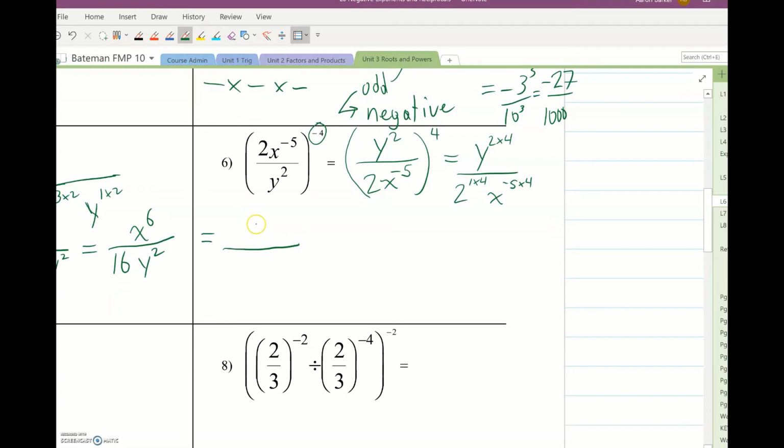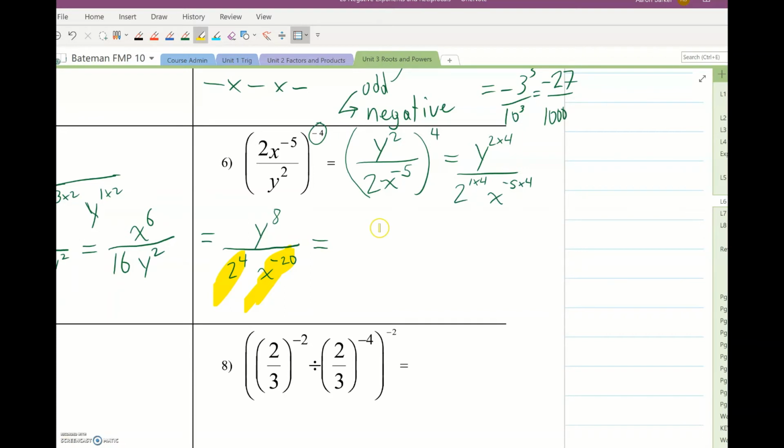What's up top, Trevor? Good. What's down below? Anyone? 2 exponent 4, Emerson? x exponent? Negative 20. Okay, so only two things left to do now. We have to evaluate 2 exponent 4 and fix the negative 20. Go ahead, fix those two things.